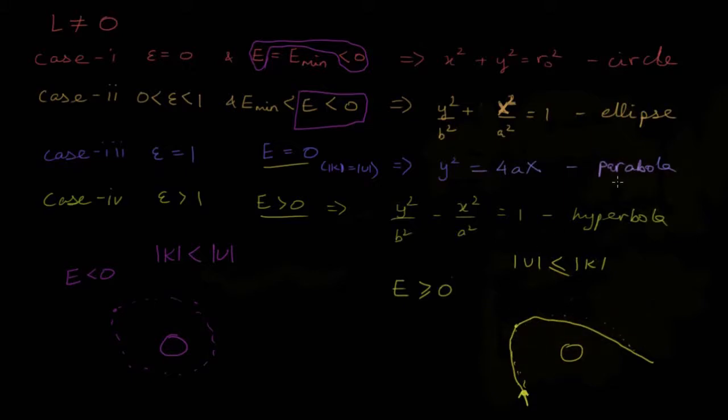And this comes from the fact that the parabola and the hyperbola are open curves from the graphs, and the ellipse and the circle are closed curves. As a result, depending on the energy, the spacecraft either stays bound or goes away, escapes.